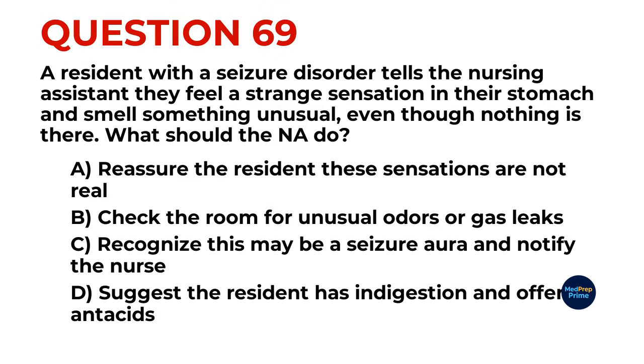A resident with a seizure disorder tells the nursing assistant they feel a strange sensation in their stomach and smell something unusual, even though nothing is there. What should the NA do? Option A. Reassure the resident these sensations are not real. Option B. Check the room for unusual odors or gas leaks. Option C. Recognize this may be a seizure aura and notify the nurse. Option D. Suggest the resident has indigestion and offer antacids.